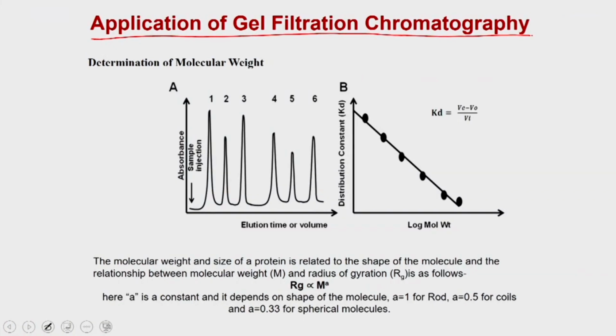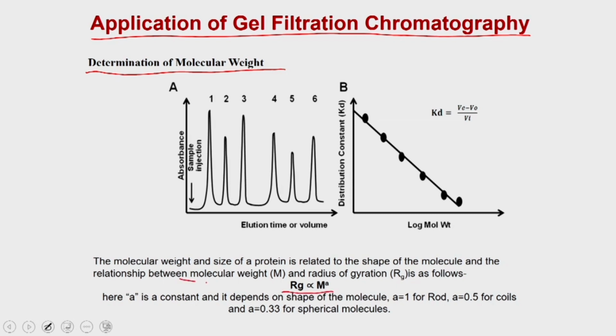Apart from purification, gel filtration chromatography is extensively used for determination of molecular weight. As you remember, we have just discussed that the molecular weight is related to the number of residues which a particular protein is going to have, and the number of residues is also directly related to the radius of gyration, which means the radius of gyration is directly proportional to the molecular weight.